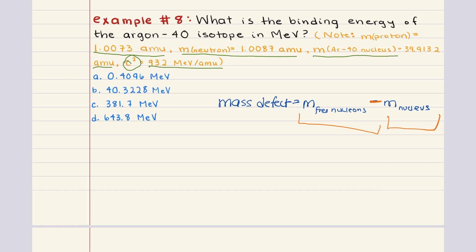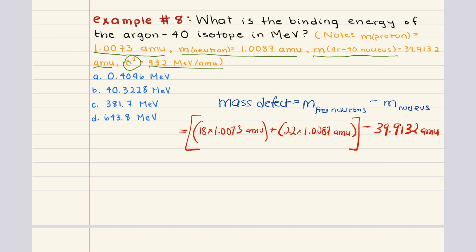Now, the argon-40 nucleus contains 18 protons and 22 neutrons. So this term, the mass of the free nucleons, is going to be equal to 18 multiplied by the mass of the proton plus 22 multiplied by the mass of the neutron. That gets us the mass of the free nucleons, and then we subtract the mass of the formed argon-40 nucleus, which we're given to be equal to 39.9132 atomic mass units.